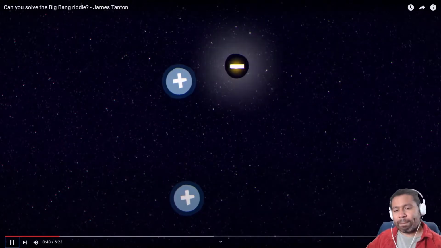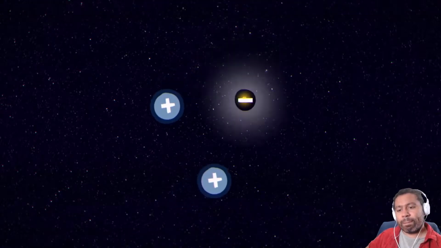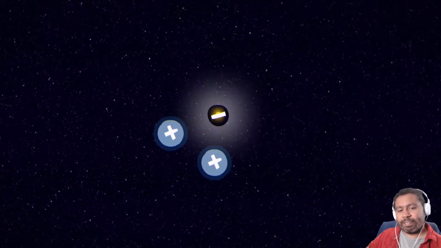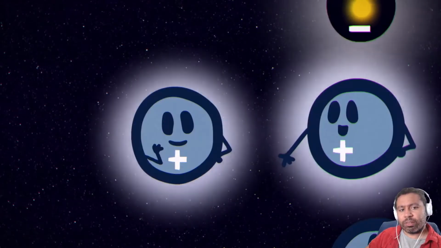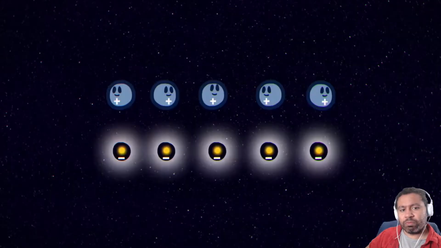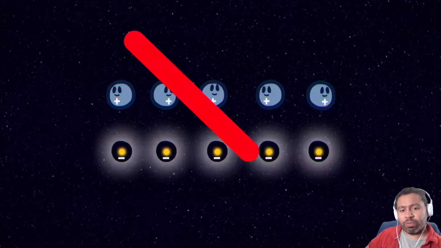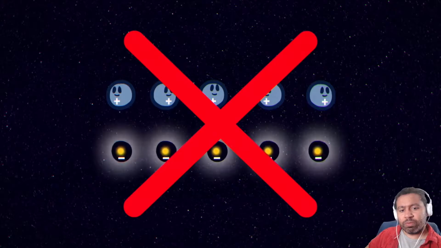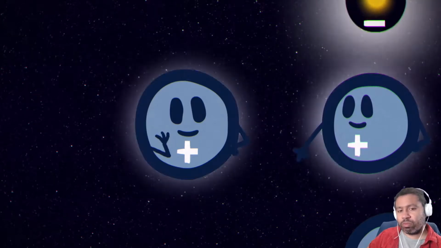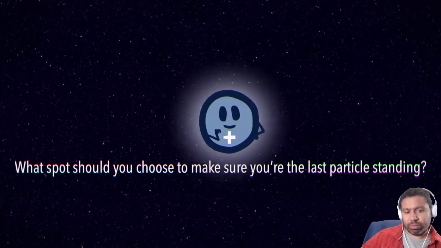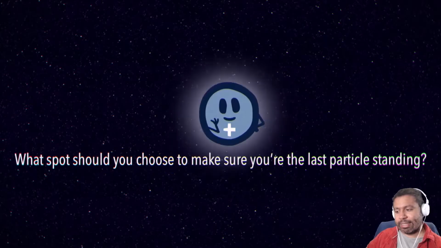Poof, both annihilate. The circle will tighten to make a smaller circle, and the process will repeat until just one particle of matter remains. They've been waiting for someone like you, as with a perfectly balanced setup, no one would be left in the end. As guest of honor, they'll let you choose where to insert yourself into the ring. What spot should you choose to make sure you're the last particle standing?